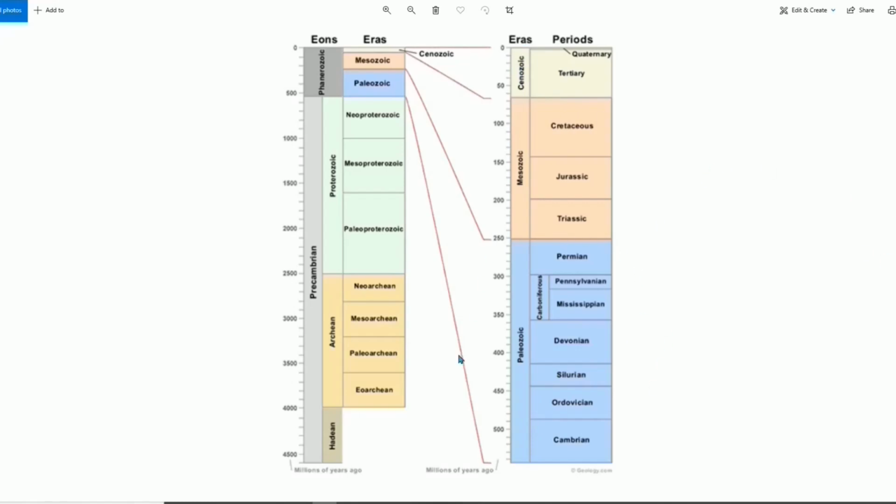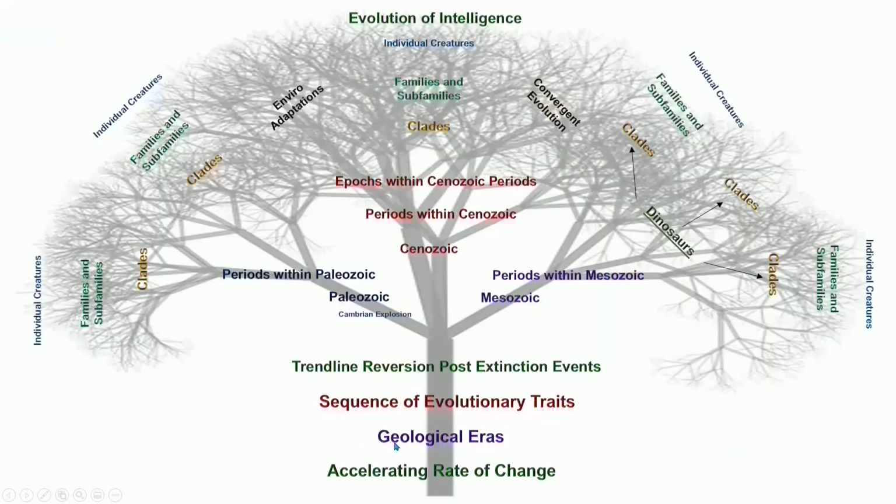But just be familiar with these eras and how there are periods within these eras. These are all the periods within these individual eras, which we'll talk about. So we go back to the tree. So those are the geological eras. Then you want to study the sequence of evolutionary traits.